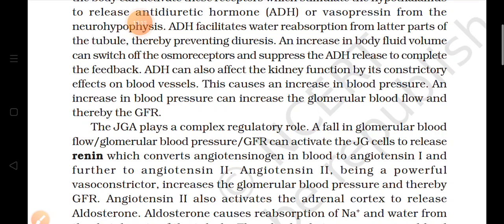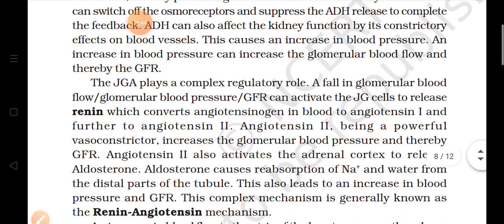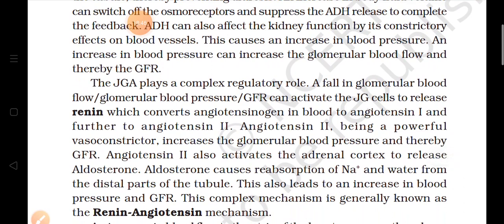Whenever there is a fall in glomerular blood flow or GFR, so what will happen? Whenever there is a decrease in glomerular blood flow, then the JG cells will be activated and will release renin. About JG cells we have studied in our previous class, that JG cells are special cells, so they will secrete the renin, and this renin will convert angiotensinogen, which is present in the blood, into angiotensin 1 and further to angiotensin 2.